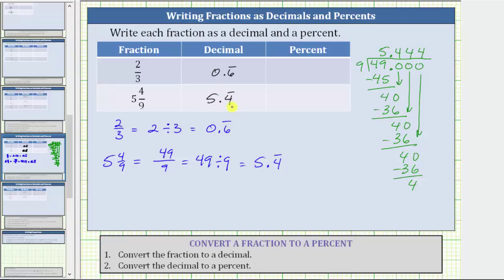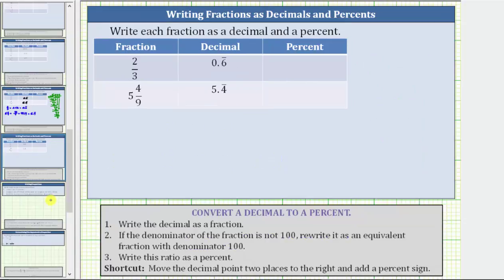And again, if we are asked to round, we would repeat the 4 one place value past the round off place value and then round. And now let's convert each decimal to a percent. We will take a look at two methods for doing this. For the first method, we will write the decimal as a fraction, then write the fraction as an equivalent fraction with the denominator of 100.